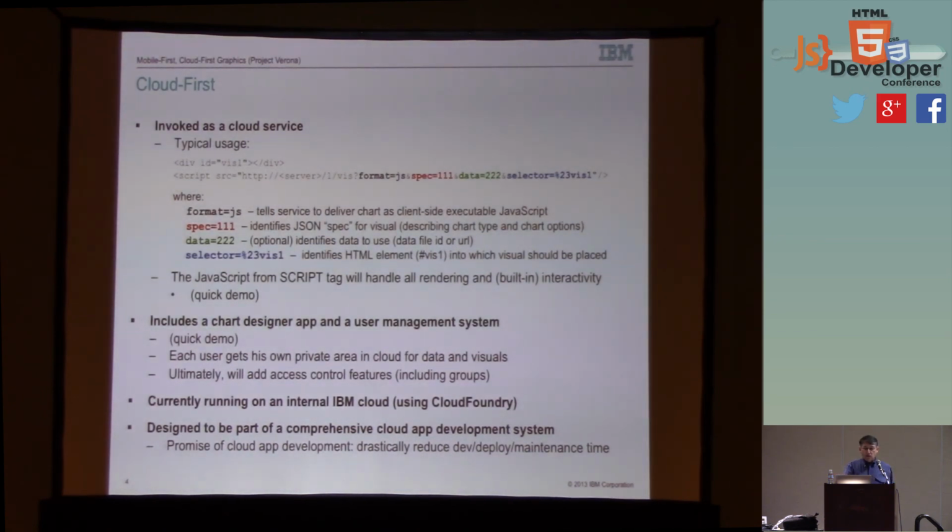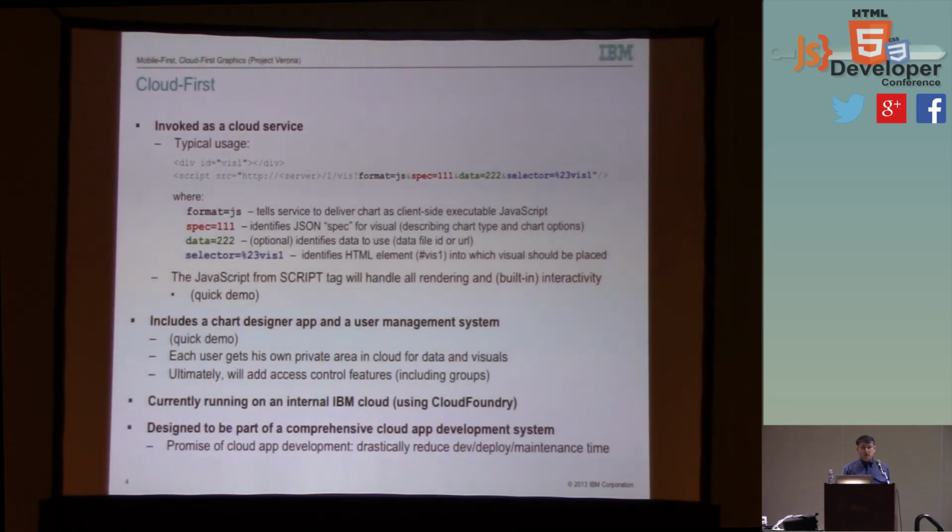So with Verona, you typically use it by putting in a div tag, an empty div tag, and then a script tag which points to it. If you look at the far right in the blue colored text on that script tag, it says selector equals %23. That's URL encoded hash. So that's a CSS selector, an ID selector for that div. And that's all you do. You put that into your HTML, and then a chart appears.